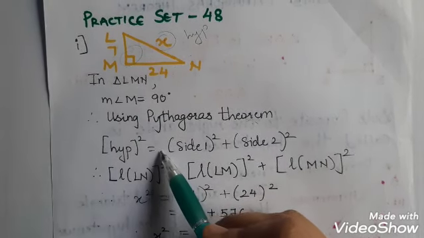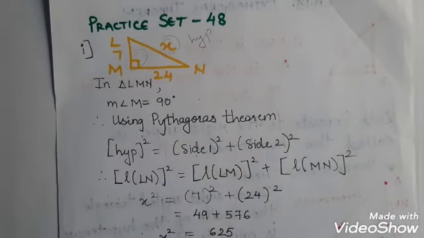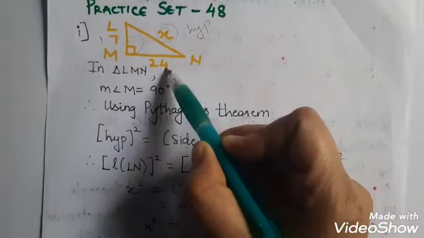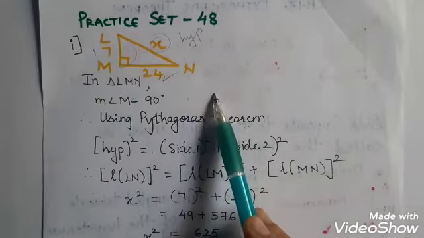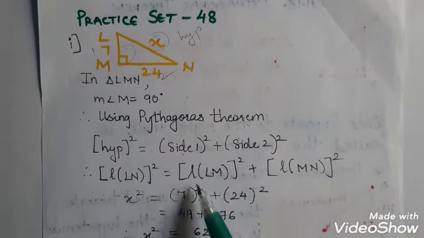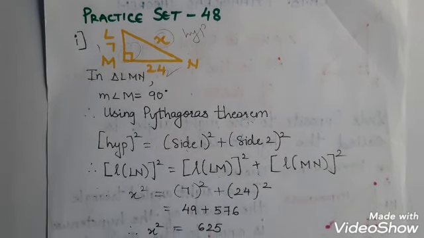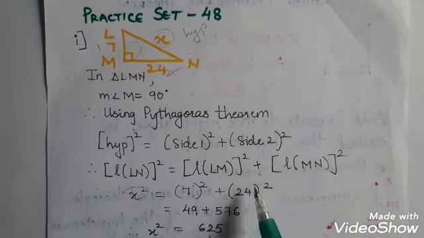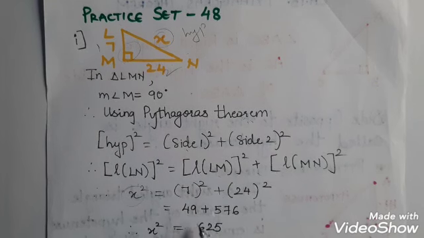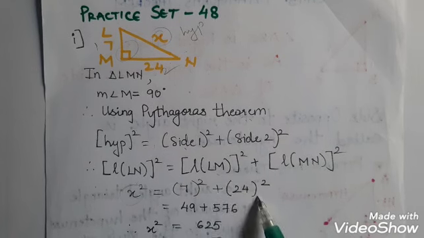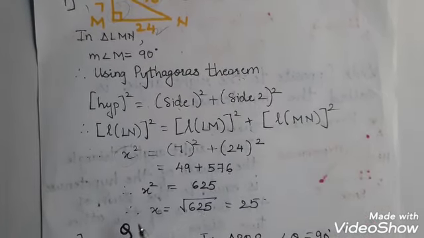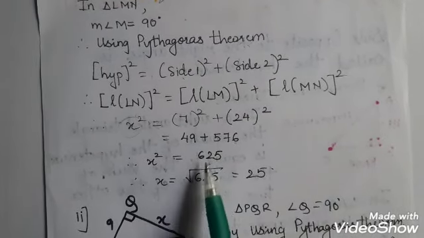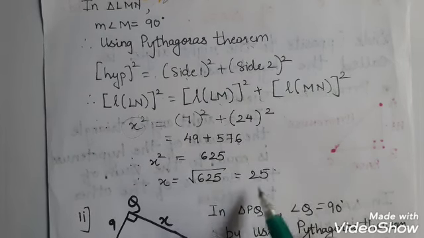That is, hypotenuse square is equal to side 1 square plus side 2 square. Anything can be your side 1 and anything can be your side 2. Here I have taken LM as side 1 and MN as side 2. LN is the hypotenuse. So, length of LN square is equal to length of LM square plus length of MN square. Now LN is x, so x square is equal to 7 square plus 24 square, which is 49 plus 576. Adding them both, x square is equal to 625. Therefore, taking the square root on both sides, x is equal to the square root of 625, which is 25.